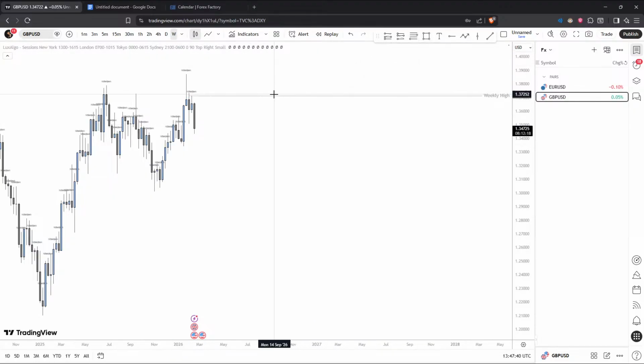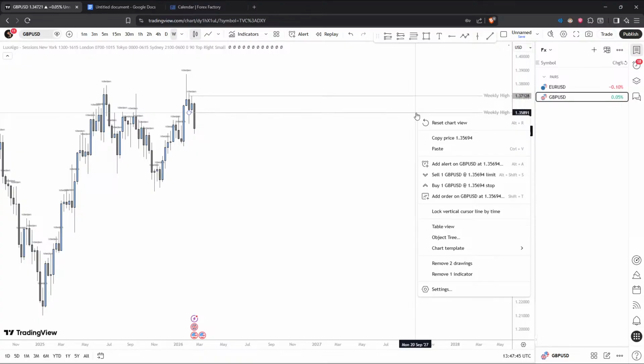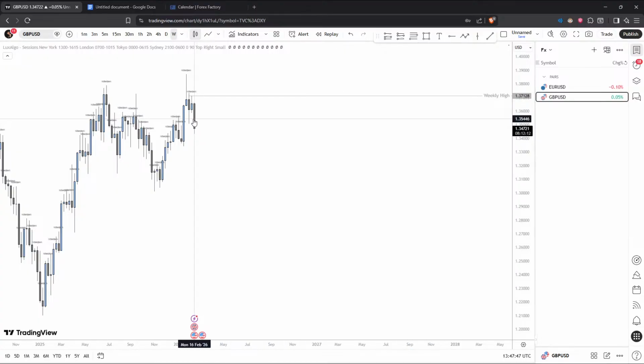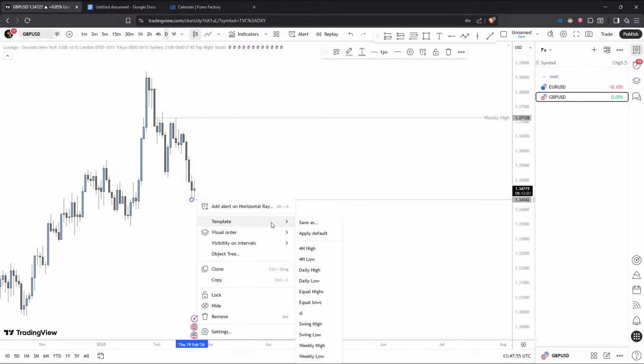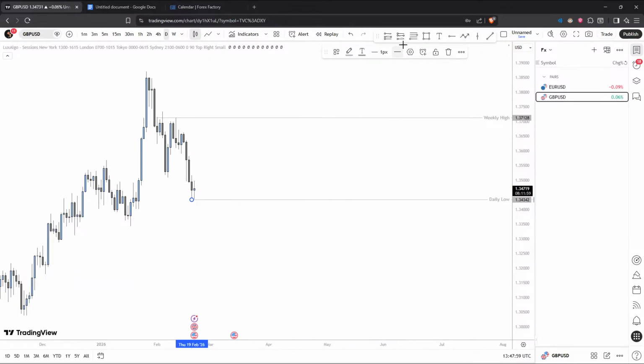Let's go to the previous week. And then the weekly low back here. Well, we don't need that because it's been swept already, so let's ignore that. Let's go to the daily. Yesterday's low is down here, which is also now equal lows. And then we have the daily high of yesterday.